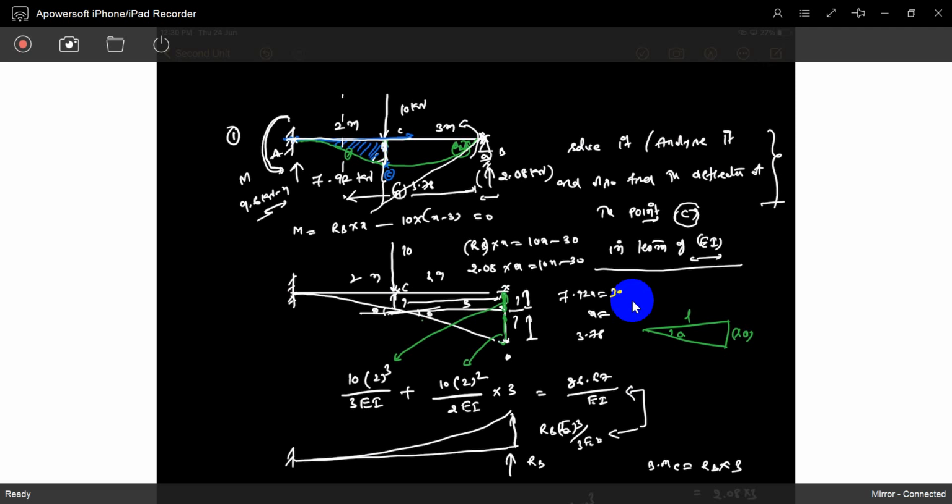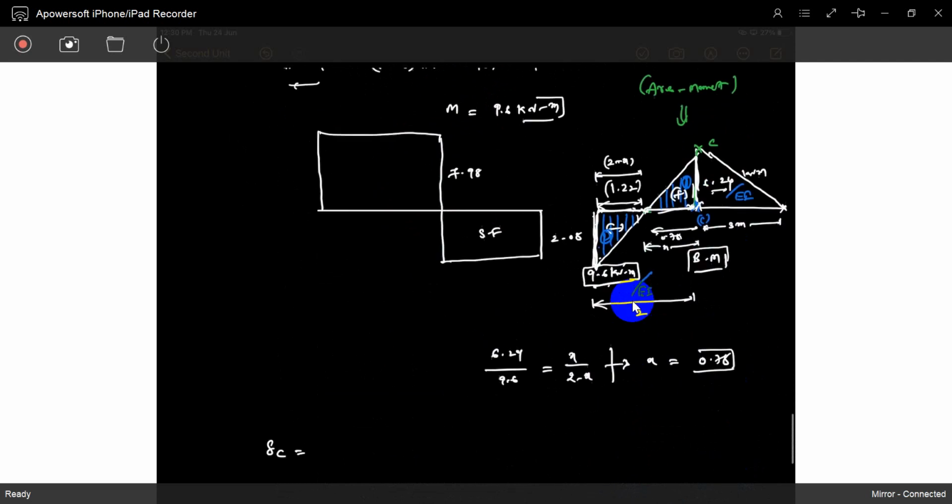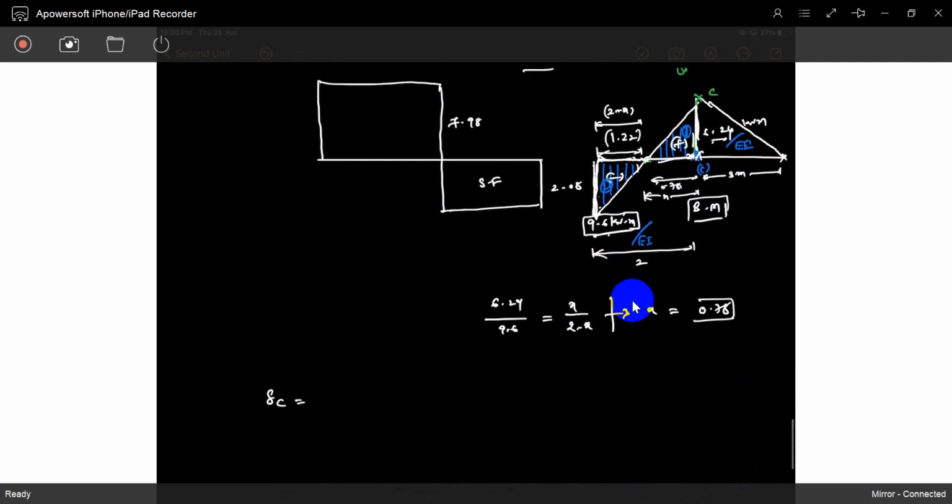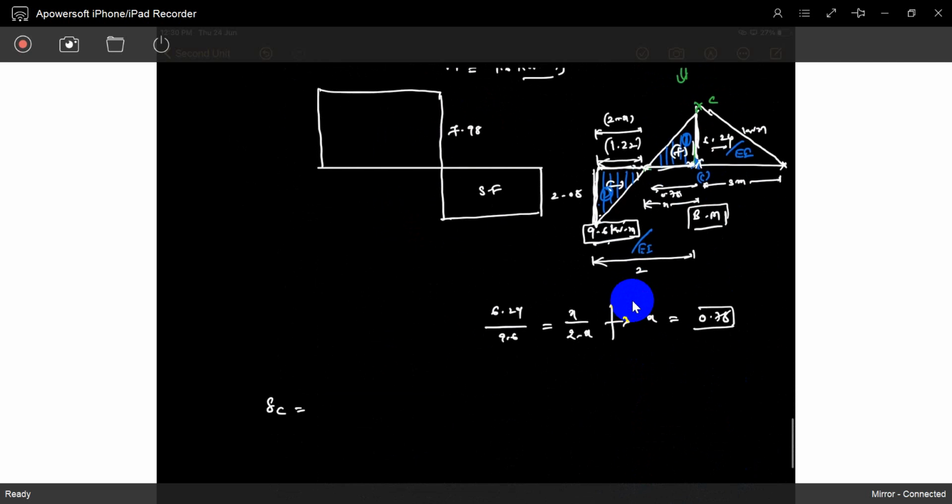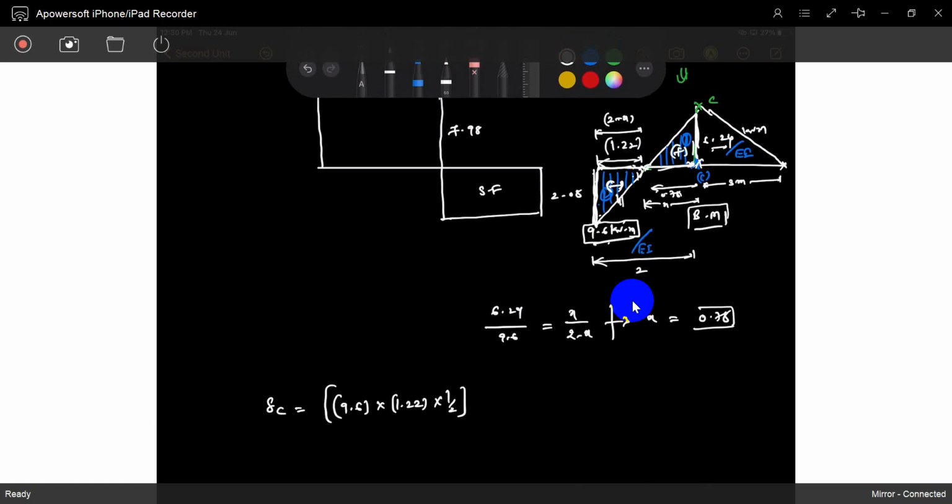Are you understood? So that's it. So write it. Delta C is what? How can I write it? So moment. See, moment. First I will choose this side, this triangle. So what is that area? 9.6 into 1.22. That is area, and also moment. So this total area is acting at where? It is acting at this point.